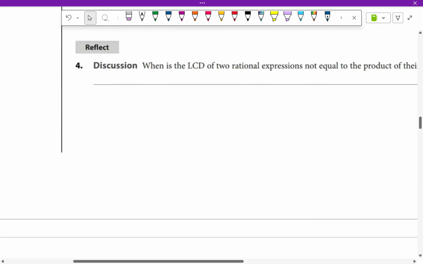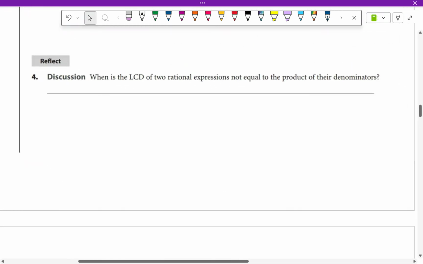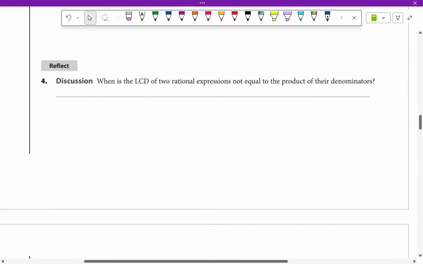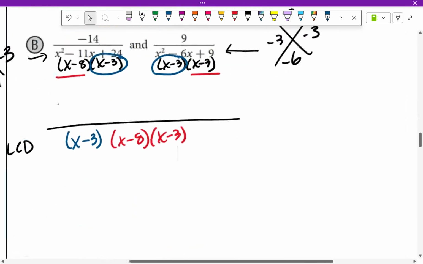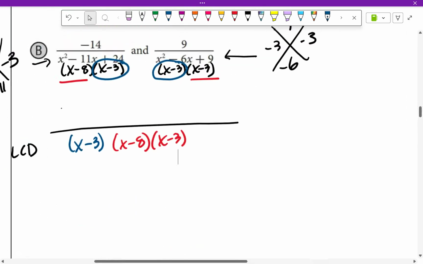Let's see what this says. Okay. When is the LCD of two rational expressions not equal to the product of their denominators? Okay, so this first one was just a product of their denominators. Okay, what was different about this one? That it didn't just multiply the two denominators together. Why didn't I do that? Yes, they had a common factor. Good job. So when they have a factor in common, the least common denominator is not just a product of the two denominators.